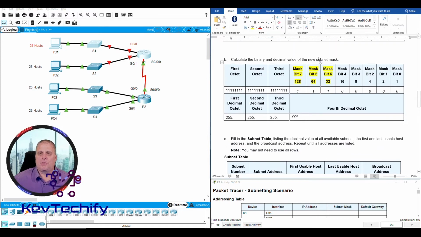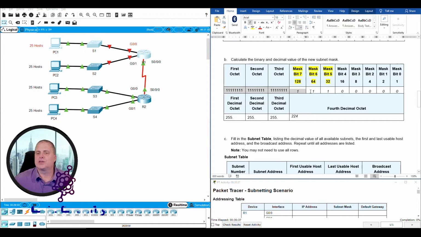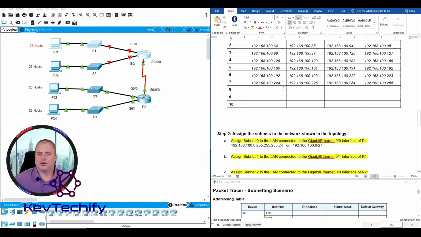Coming back up here to look at the binary of our new subnet mask, we have 8 ones and 8 ones again and 8 ones again. And we're borrowing 3 bits. This is our full network portion, all of these across here. 8 plus 8 is 16, plus 8 is 24, 25, 26, 27. That is a slash 27 address. Coming back down here to step 2, our answer for A is 192.168.100.0 slash 27.